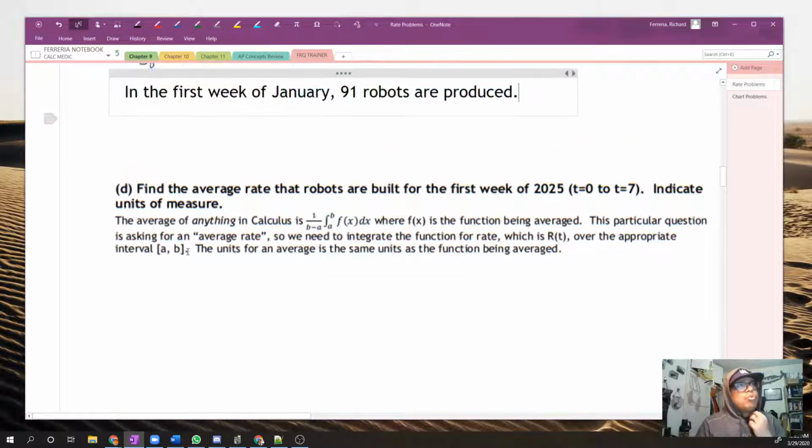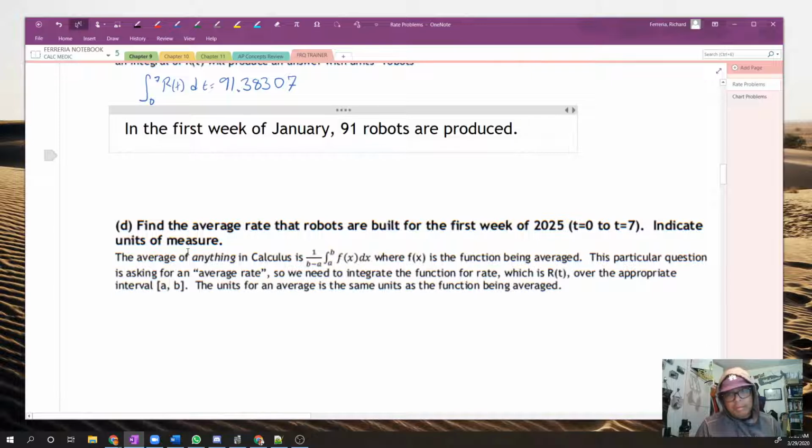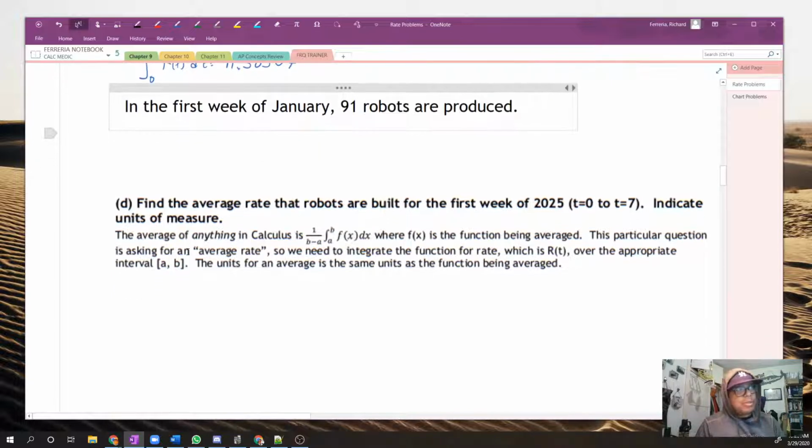Find the average rate that robots are being built on the first week of January. So the average of anything in calculus, I don't care what it is, I don't care what you're averaging, I don't care what they taught you in middle school, I don't care what they taught you in physics. If you are averaging something in calculus, it is an integral expression. Bank on it every time. So we need to figure out the integral expression for average. I see it written on the paper over there, so we're just going to write it down.